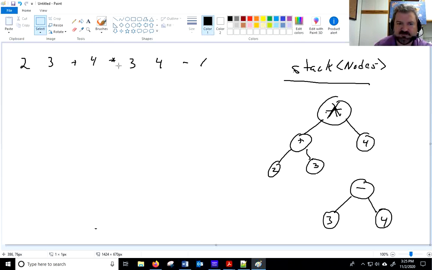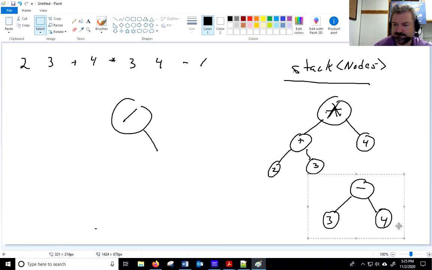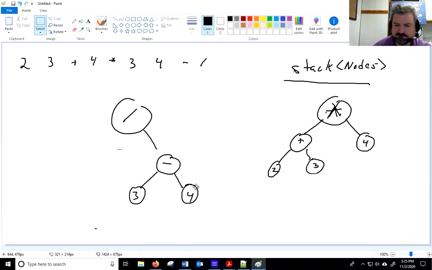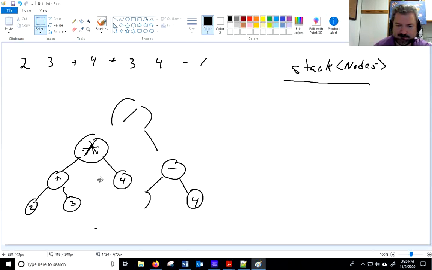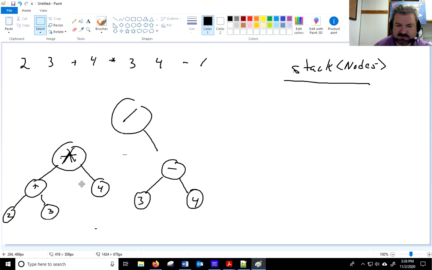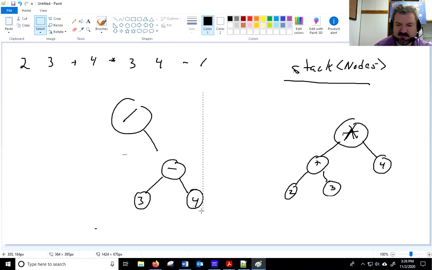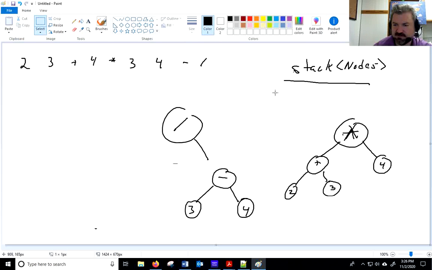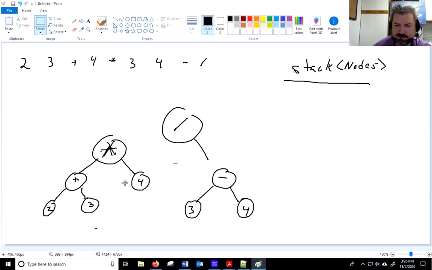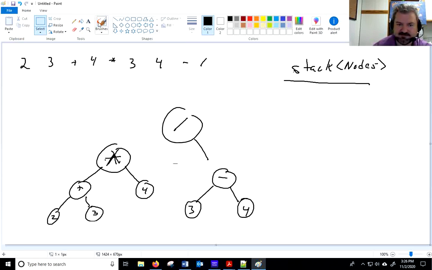That was the minus. Okay, last we got to divide. So what do we do? We make a node. Right child becomes this. Left child becomes this. Okay. Well, hold on. Let me move that over. There we go. So that goes there, and that goes there. And lo and behold, we got ourselves an expression tree.